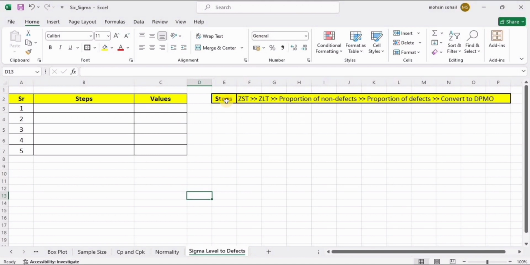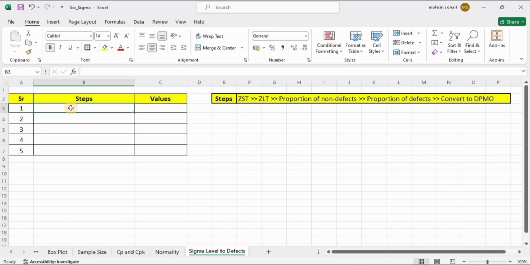Most of the time people talk about short-term sigma level, which is called ZST. We have to convert the ZST into ZLT, which is long-term sigma level, and then we need to calculate the proportion of non-defects value. Using that, we can easily calculate the proportion of defects, and then finally we can convert that value into DPMO. So here we have 5 steps. Now let's do these steps one by one.